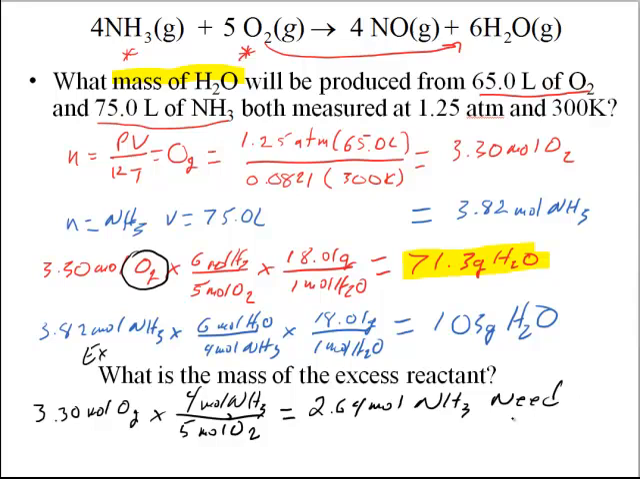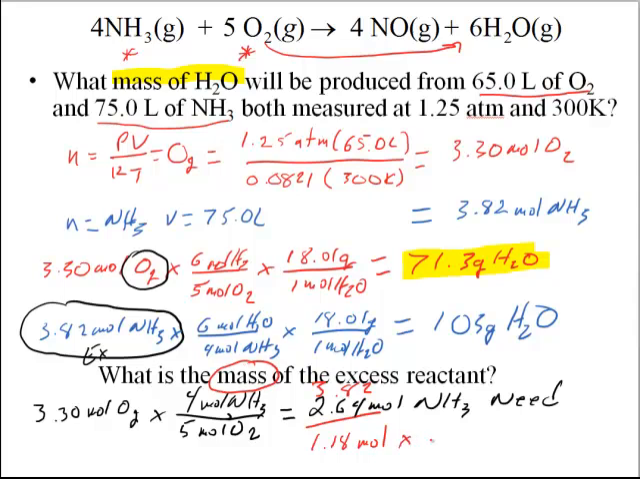Okay? Well, what did I start with? Well, if we look up here, I started with 3.82, right? So 3.82, here, let me use a different color. So if I go 3.82 minus 2.64 moles, I get 1.18 moles in excess, right? But notice the question says, what's the mass? All right, so I've got to multiply that by the molar mass of ammonia, and 1 mole of ammonia happens to weigh 17.01 grams, and I get a value of 20.1 grams in excess.